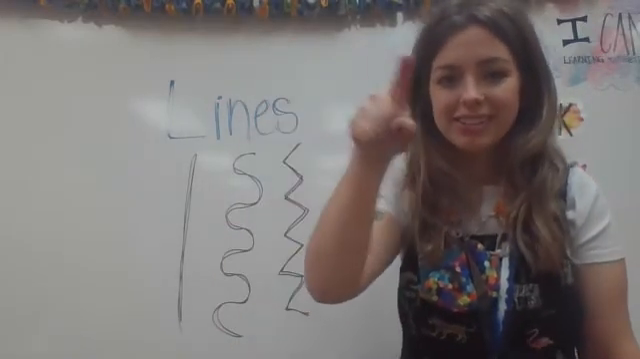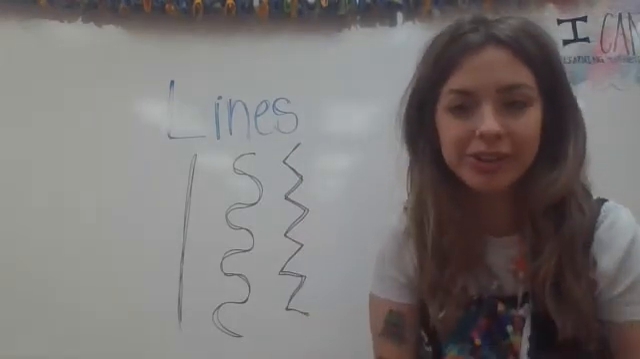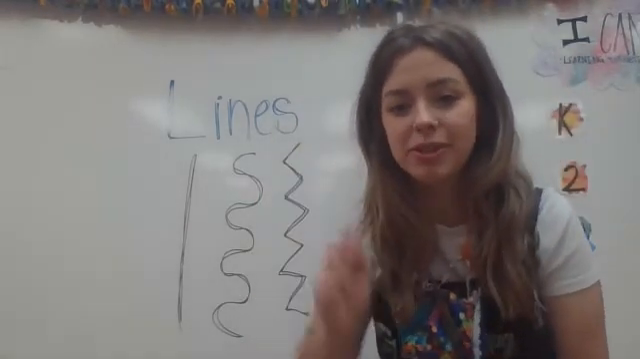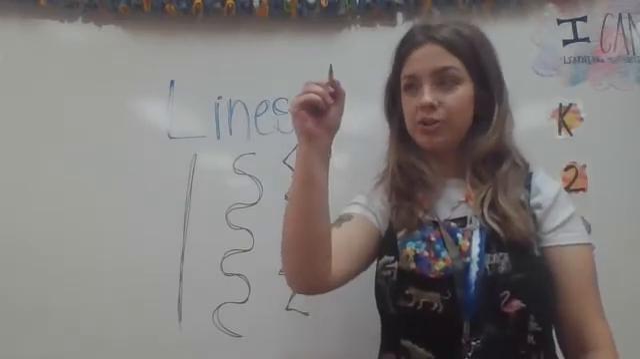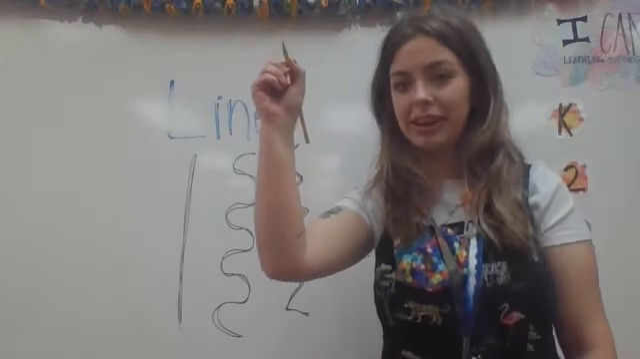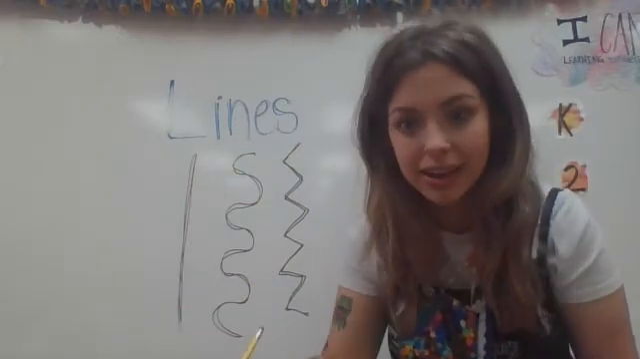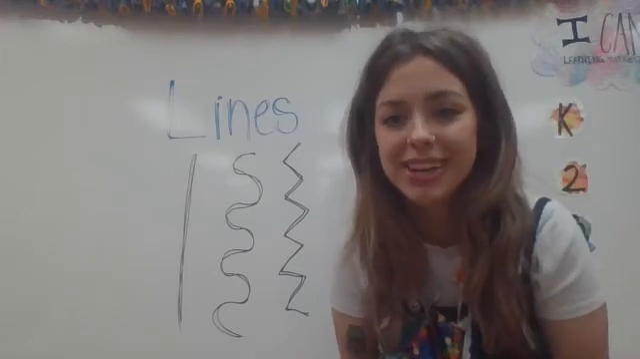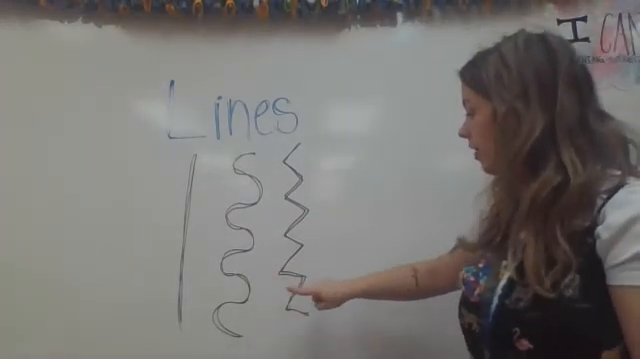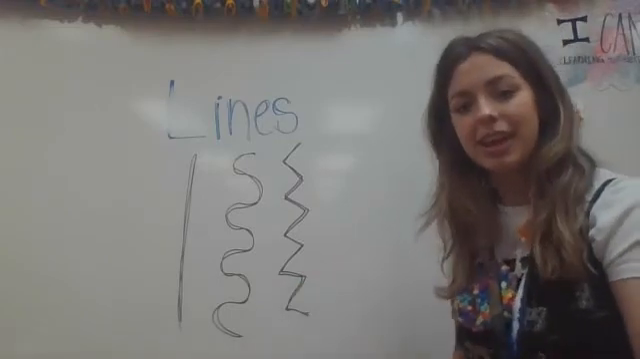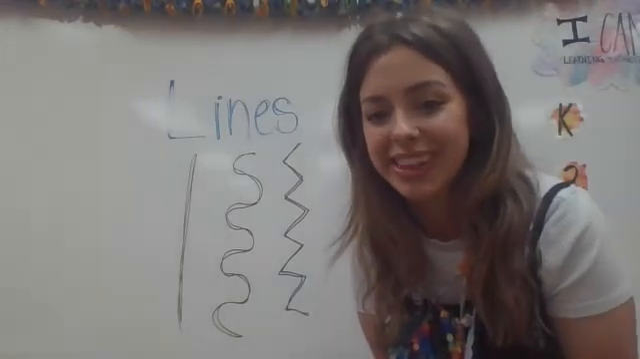Let's try it again. Zigzag, zigzag, zigzag. What we can do now is pick back up our pencil or our marker or whatever we have that we can draw with, and we can try to draw our own zigzag line in the air. There are so many different types of lines. We have a straight line, a wavy line, a zigzag line. I think for our last line, we're going to do a curly line.